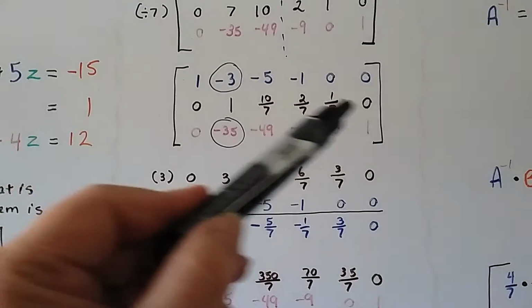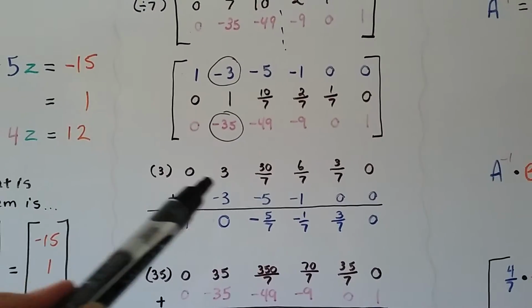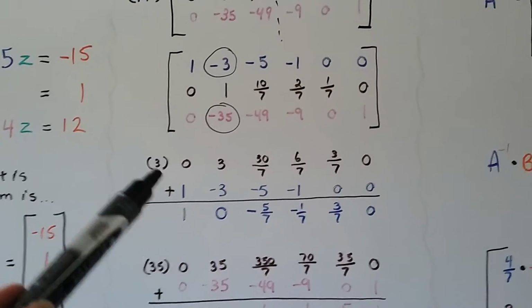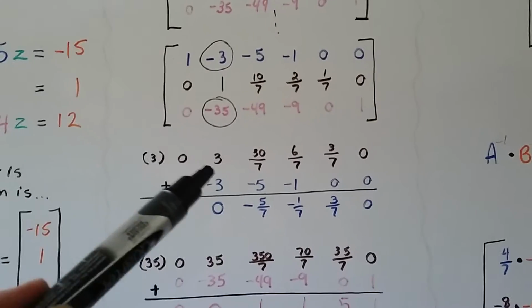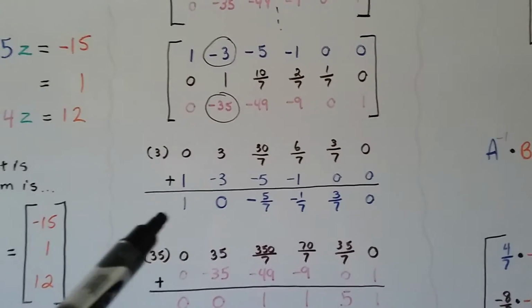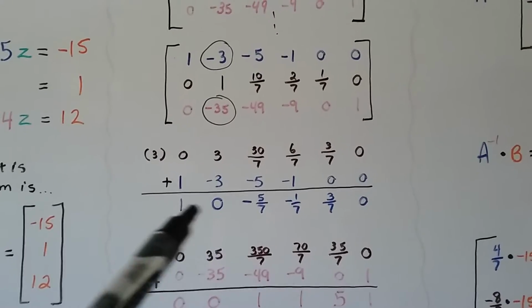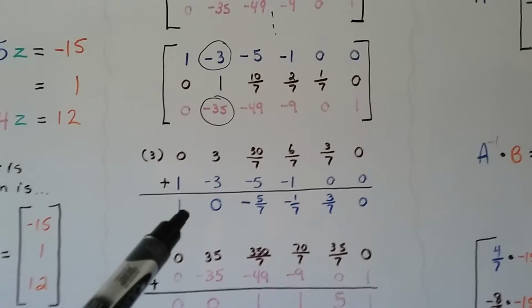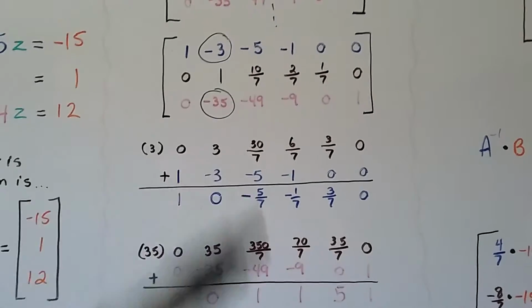So we multiply the entire brown row by 3, and we get our products, and we add it to the blue one. So now that 3 and that -3 are going to make a 0 in that spot. So now here is our new blue row. Okay? We need that to be a 0.